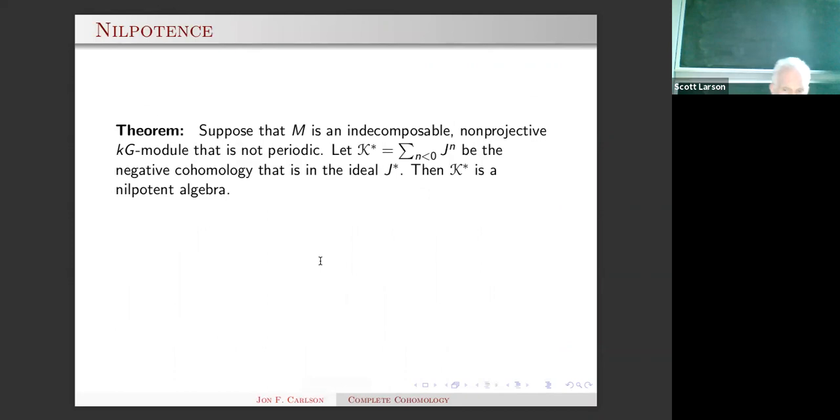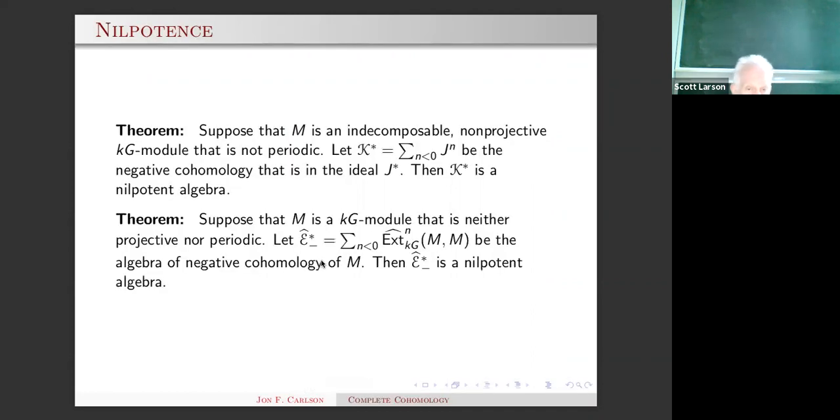Okay. Now, I could do something similar with J. I'm going to go through this fairly quickly. I can prove that J star is a nilpotent algebra, by taking the negative cohomology in J. The way you do that is that you can always multiply by this element zeta: if I've got something that's non-zero, I can multiply it by zeta and get something in positive degrees.